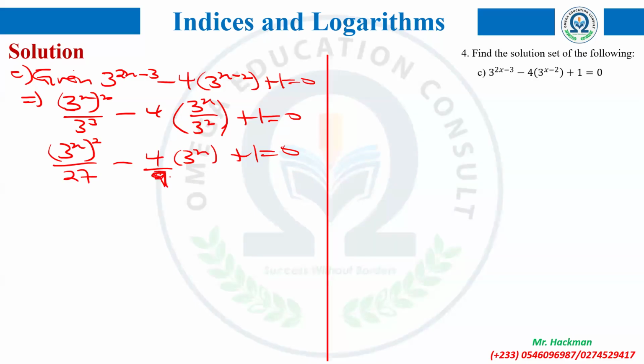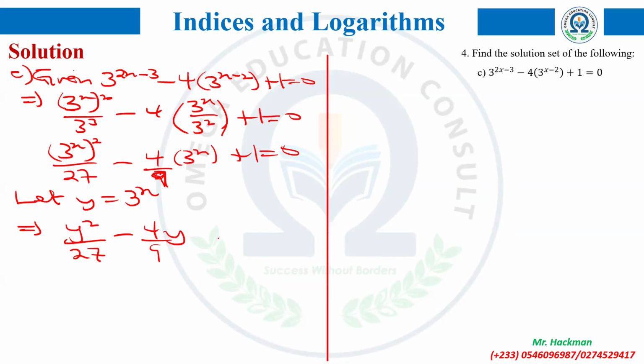Yes, this will give you 3 to the power x over 9, but the constant you keep, so 4 over 9. At this point, you carry out your substitution. Let y be equal to 3 to the power x. This implies that y squared over 27, minus 4 over 9 times y, plus 1 is equal to 0. So what do you do? You multiply through by the LCM. Then you proceed from here.